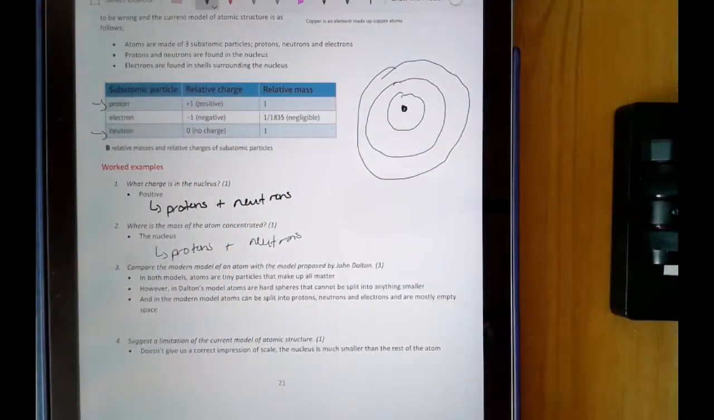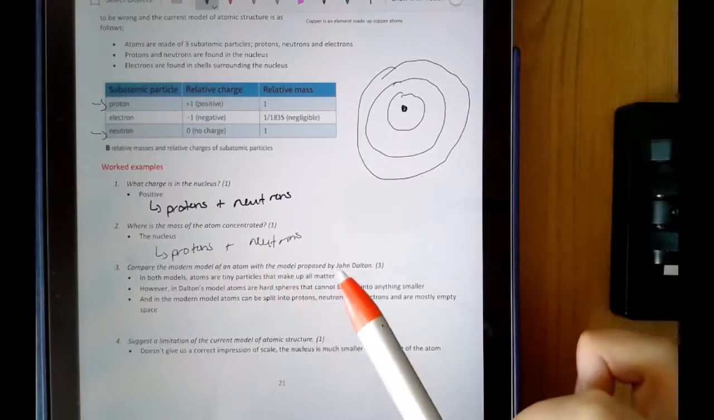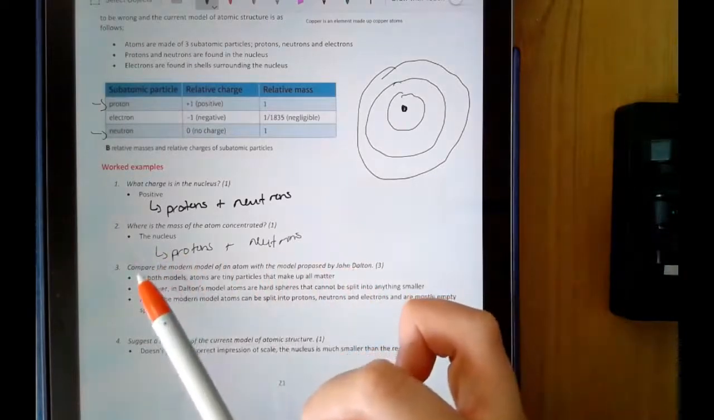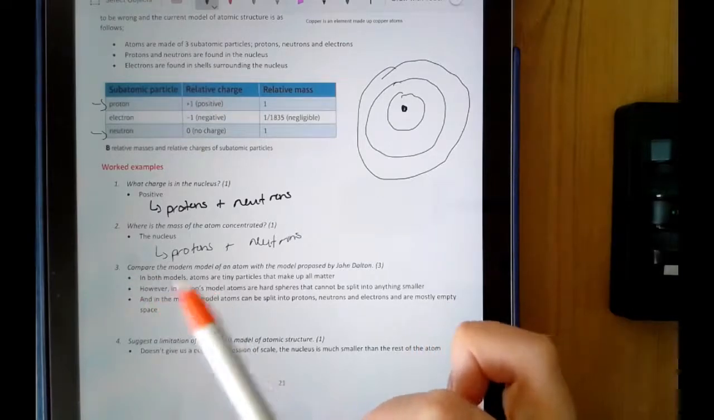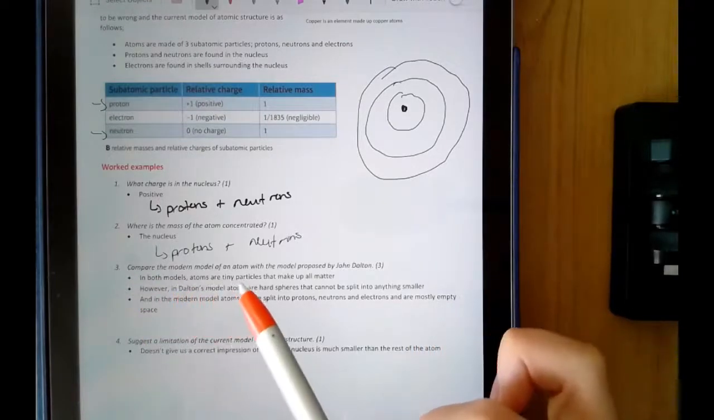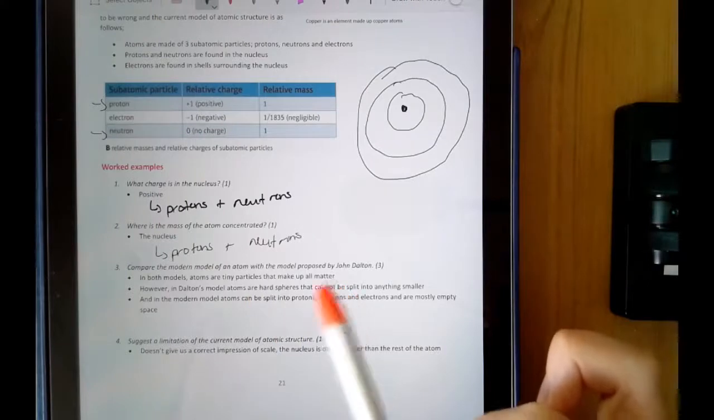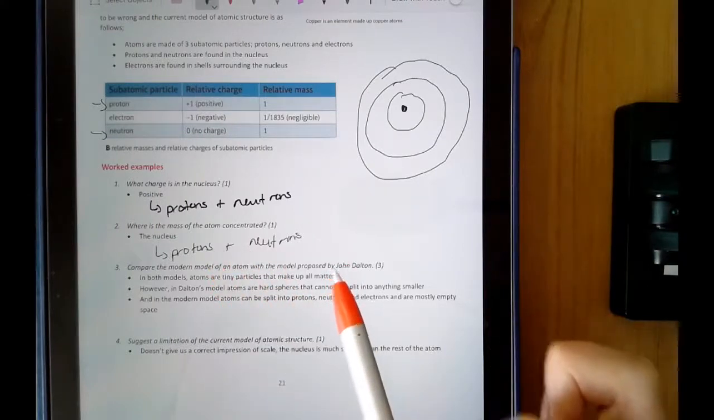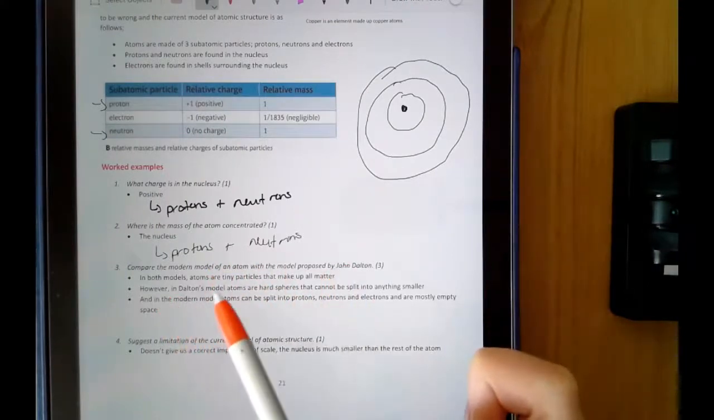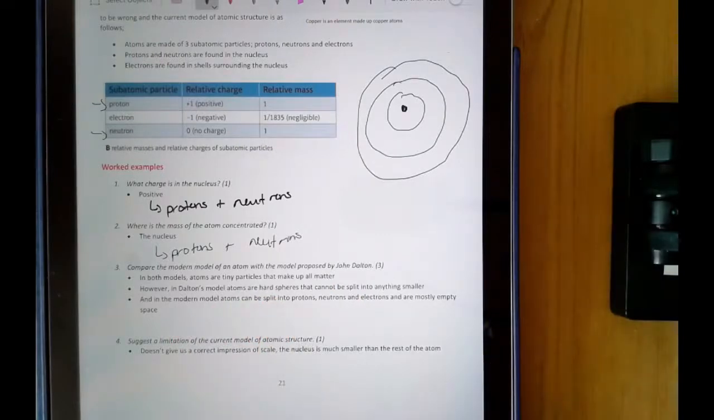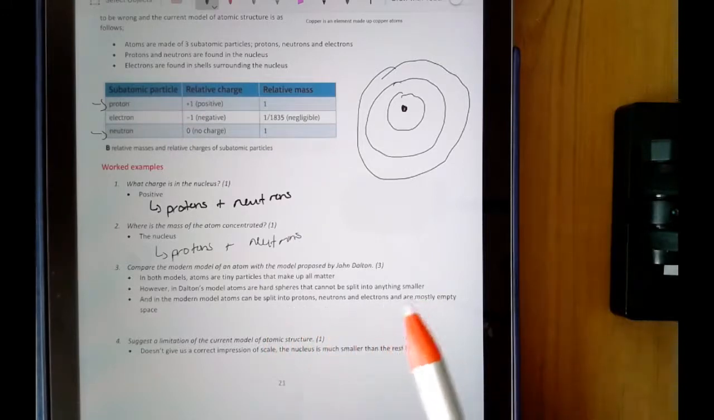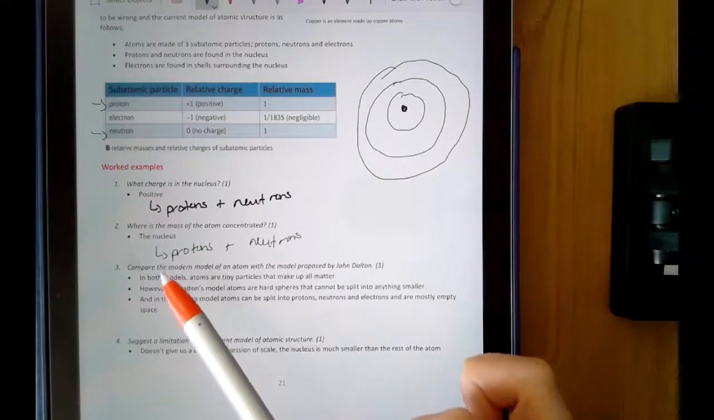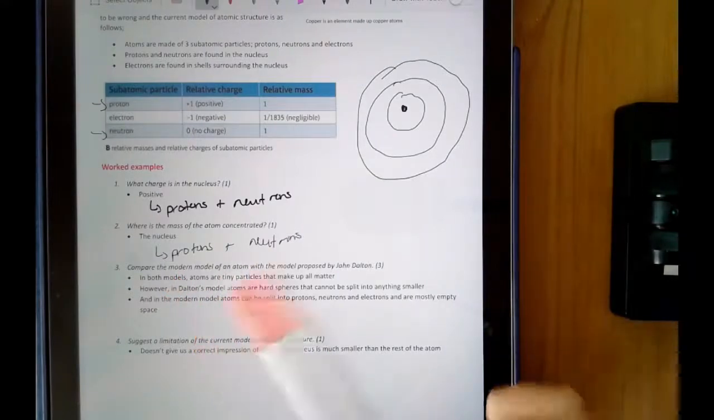If you're asked to compare the modern model with Dalton's model, you should be giving a similarity and you should be giving a difference. In the first line, I give the similarity. Atoms are tiny particles that make up all matter. That's true today, and it was true in Dalton's theory. However, Dalton said that atoms were tiny hard spheres and they couldn't be split into anything smaller, whereas now we know that they can be split into protons, neutrons, electrons, and are mostly empty space. So in a compare question, give a similarity and then also give a difference.